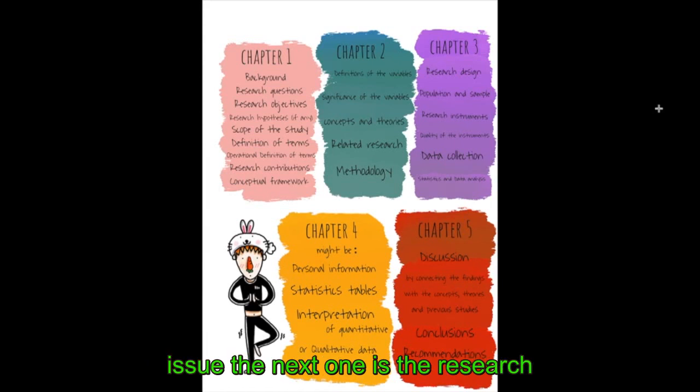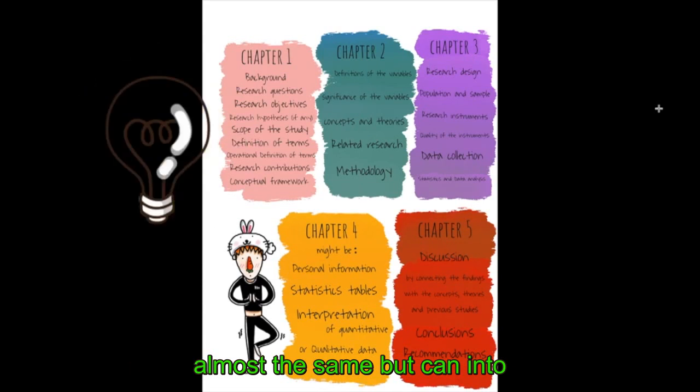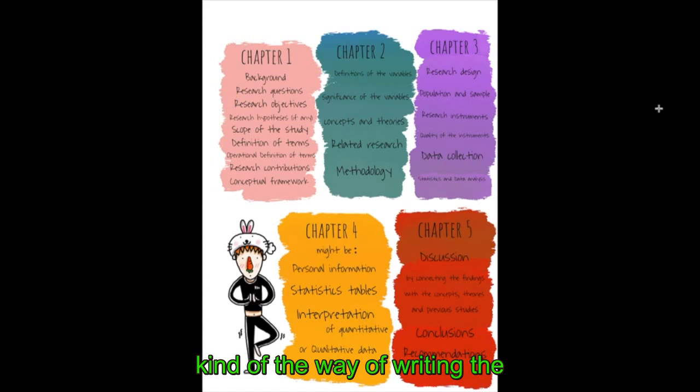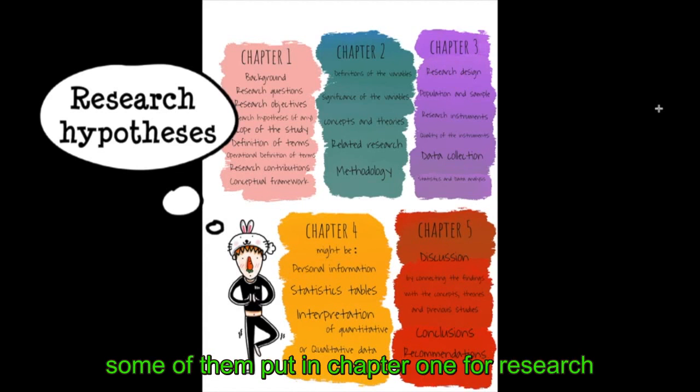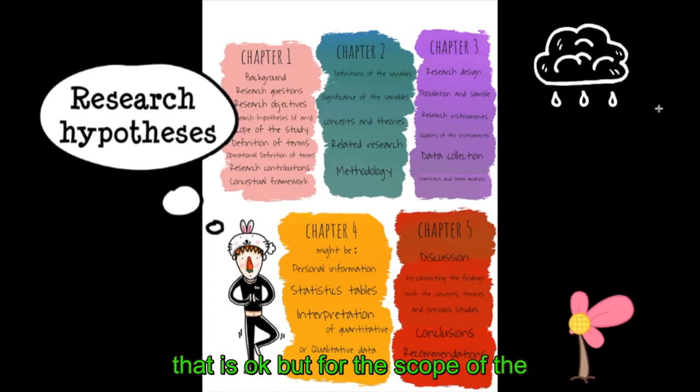The next one is the research questions. As you know, the research questions and the research objectives are almost the same, but change the way of writing. The next one is the research hypothesis. For the research hypothesis, some people put that in chapter 2, but some of them put it in chapter 1. If you don't have that, it's okay.